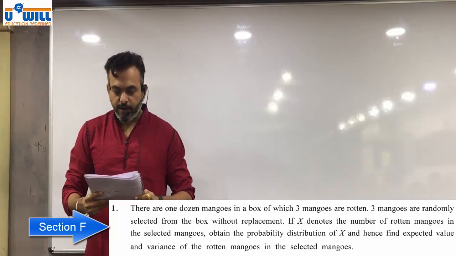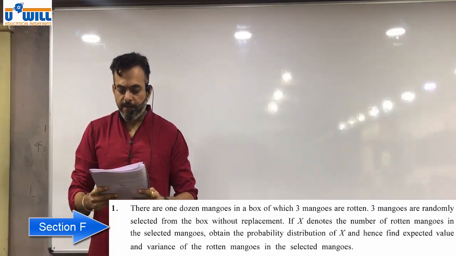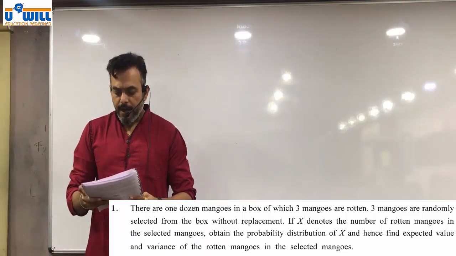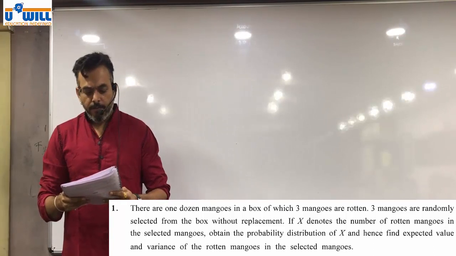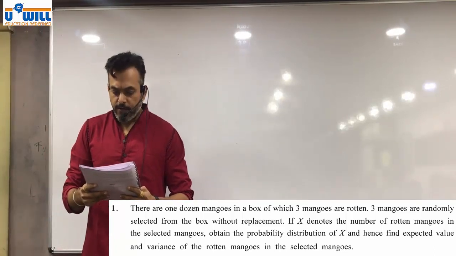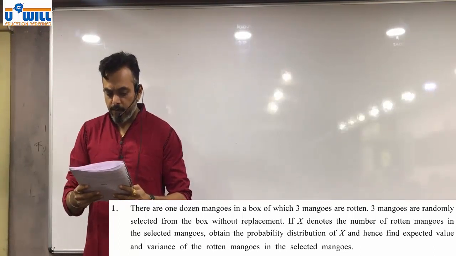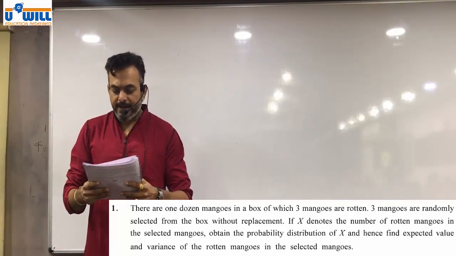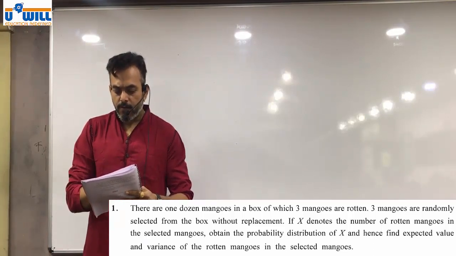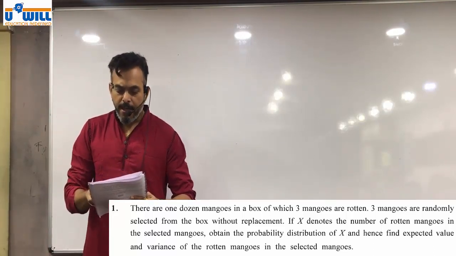Section F, first one. There are 1 dozen mangoes in a box, of which 3 mangoes are rotten. 3 mangoes are randomly selected from the box without replacement. If x denotes the number of rotten mangoes in the selected mangoes, obtain the probability distribution of x and hence find expected value and variance of the rotten mangoes in the selected mangoes.